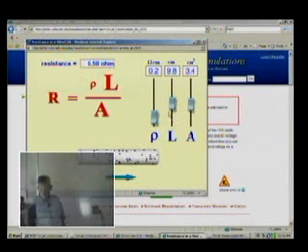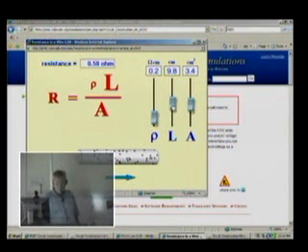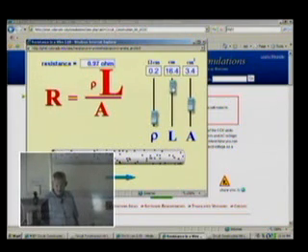What would happen to the resistivity if we increase the length? Would it go up or down? Up. So we increase the length, resistivity goes up a little bit.